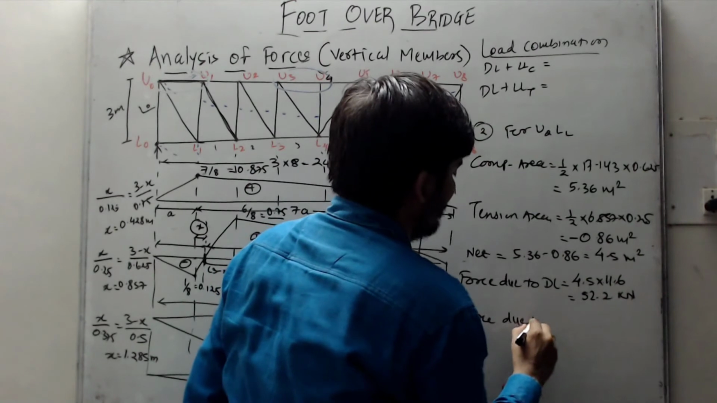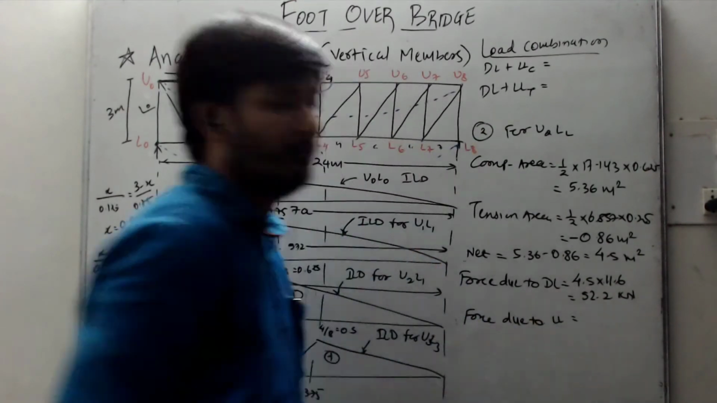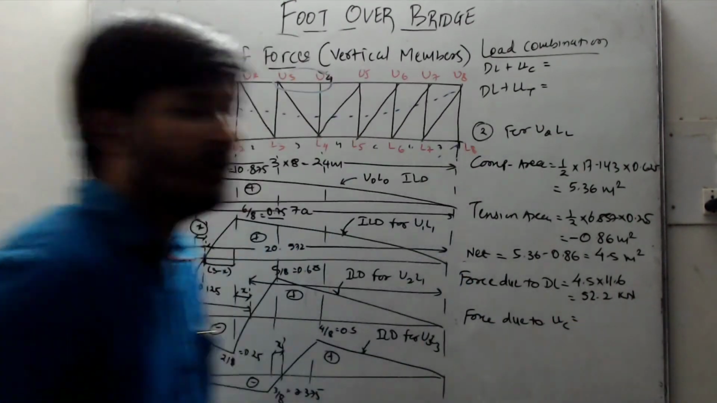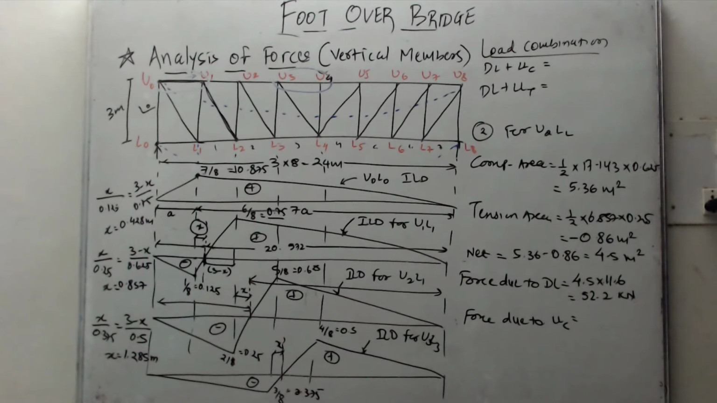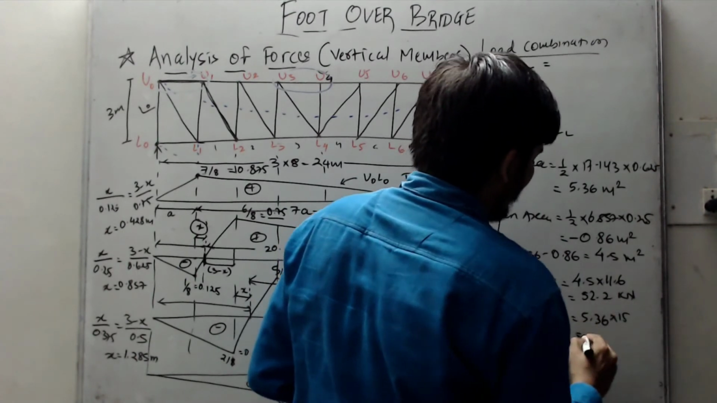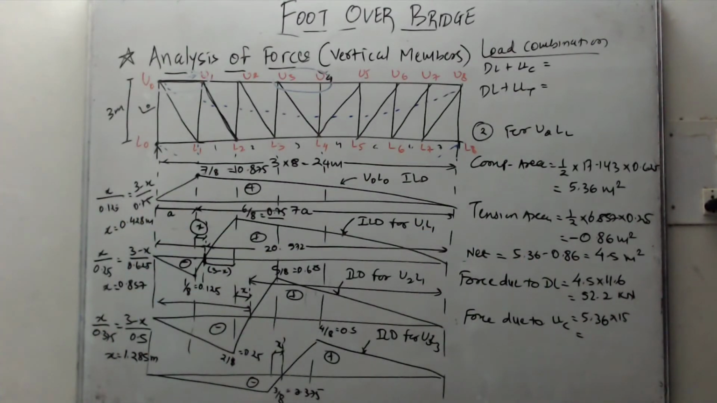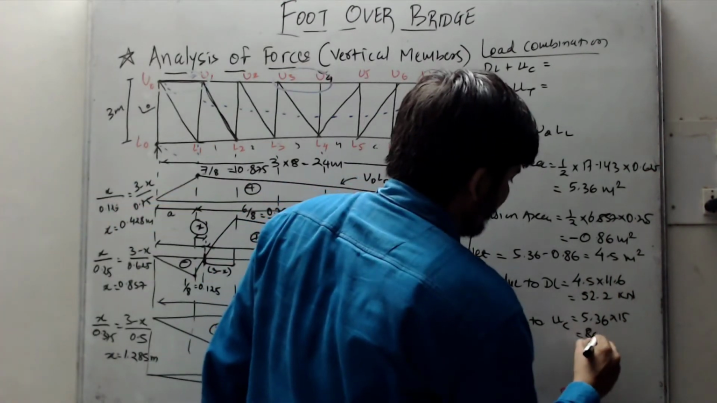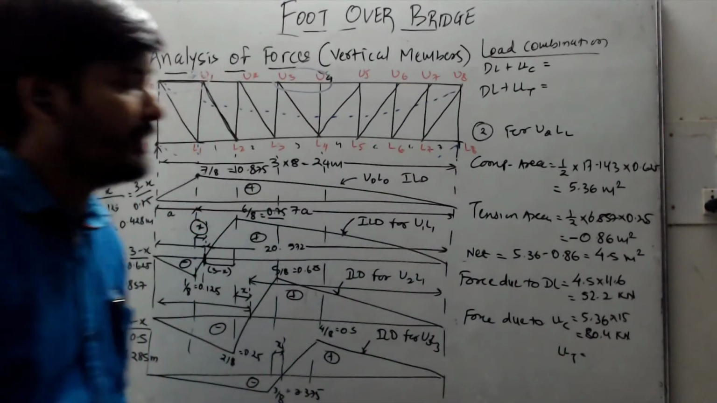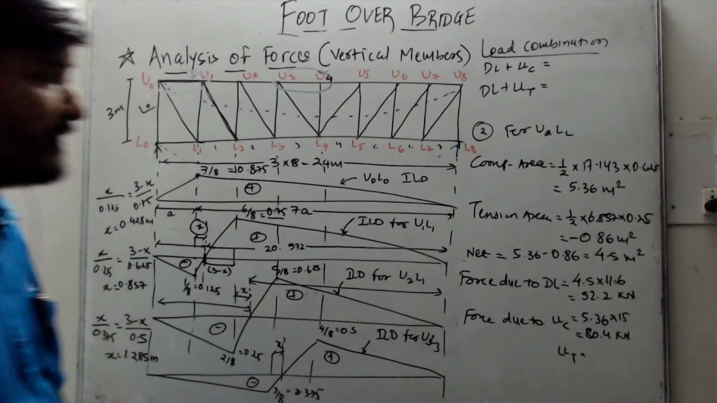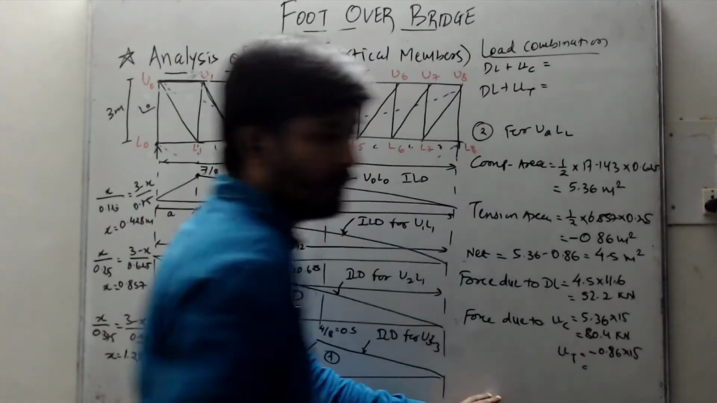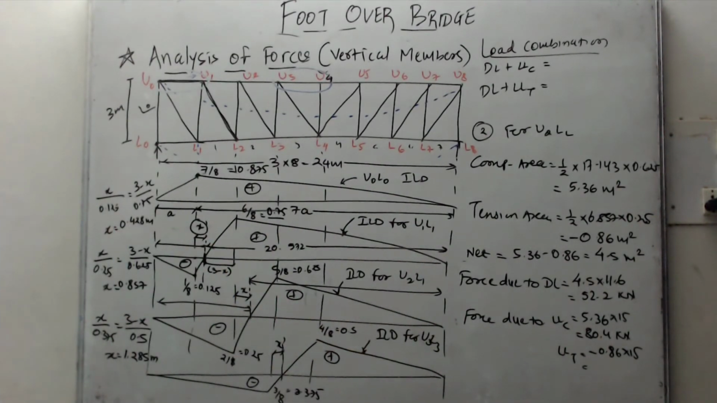due to live load, compression and tension. So this is force due to live load in compression. It will be 5.36 multiplied by 15. So I get this value as 80.4 kilonewton. And similarly, live load tension will be minus 0.86 multiplied by 15. I am going a bit faster because it is just the values. So it will be minus 12.9 kilonewton.